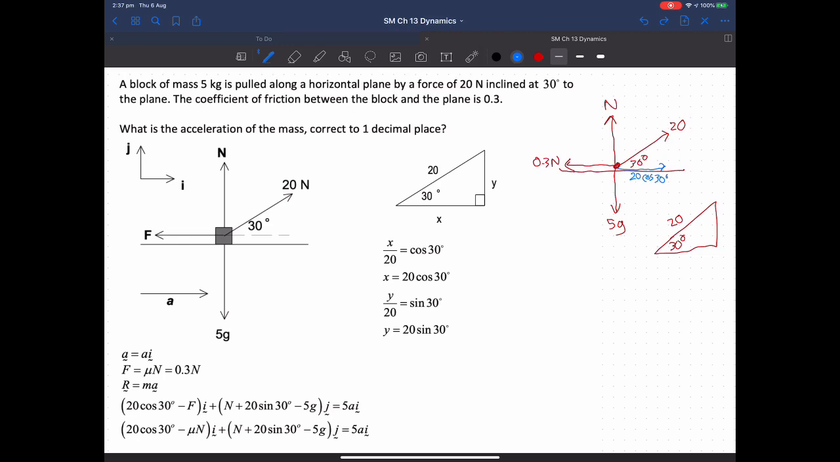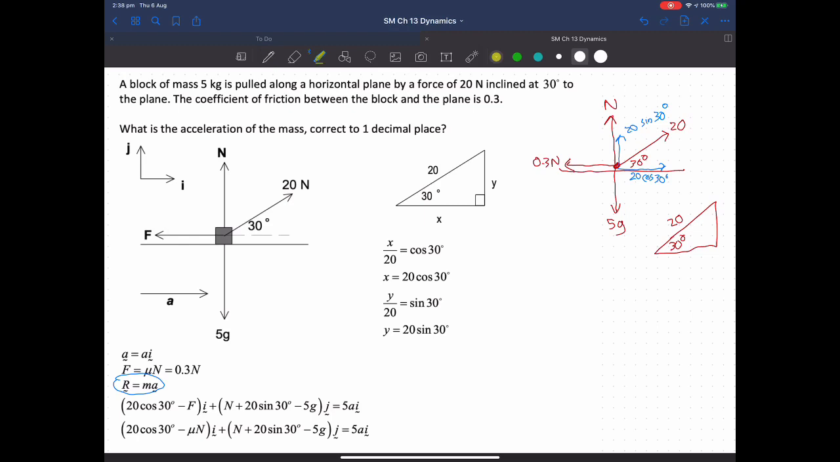So, I have acting vertically upwards 20 sine 30 degrees. Because I have resolved that force of 20 into its horizontal and vertical components, it is no longer used in my calculations. So what I'm going to do is look at writing down the equation of motion. R equals ma.